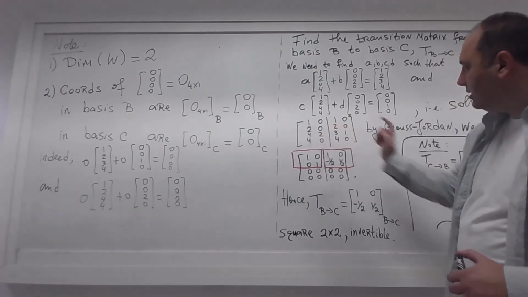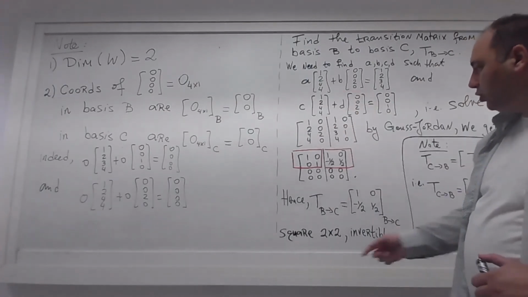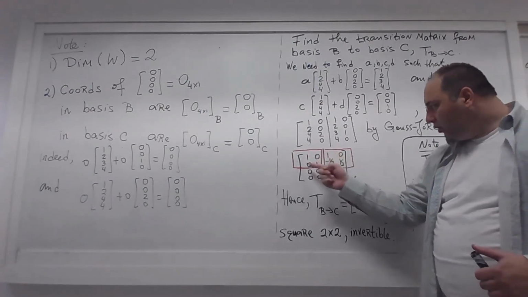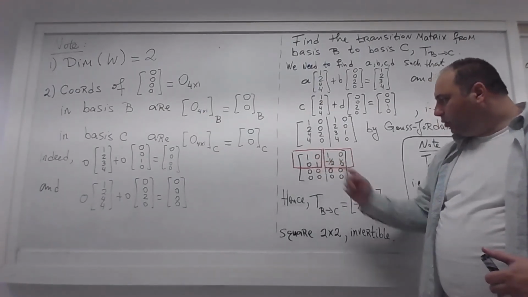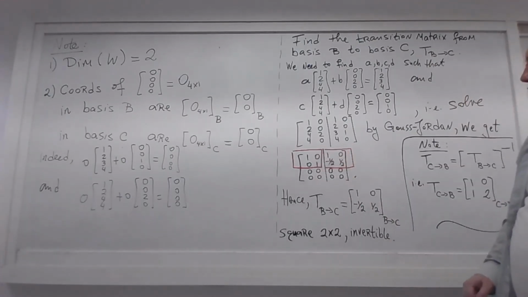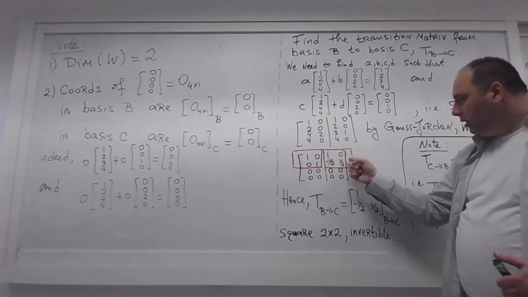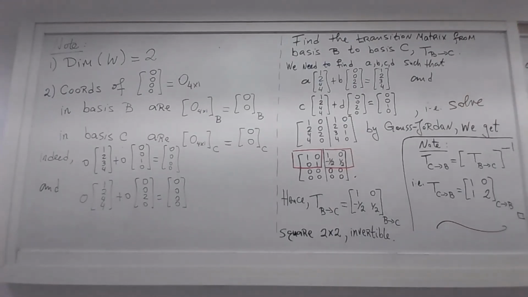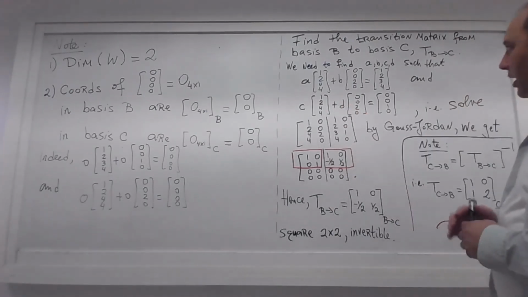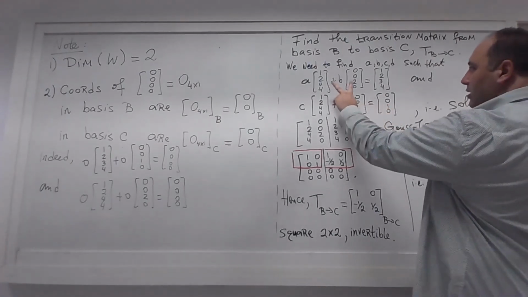You form your system, solve using Gauss-Jordan. At some point you'll get your reduced echelon form, obviously. But what you notice here is identity 2 by 2 and bunch of zeros below. Perfect, because this is reduced echelon form. And on the other side, the corresponding 2 by 2 will be your transition matrix. Obviously, it's going to be 2 by 2 because each basis has two vectors.